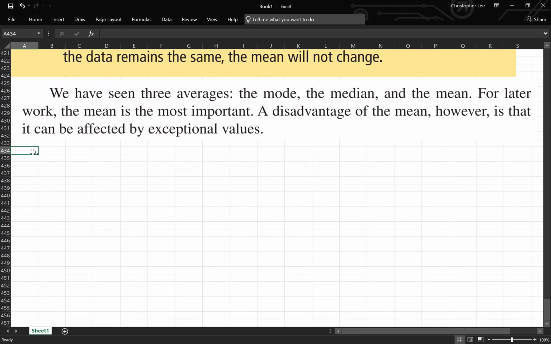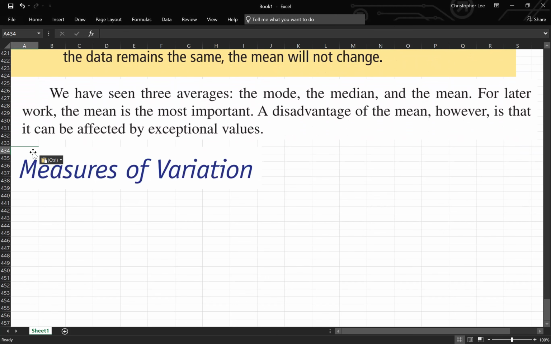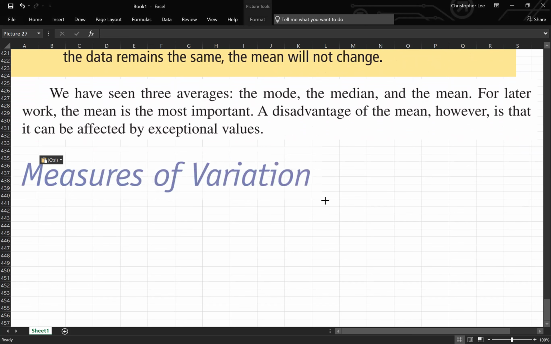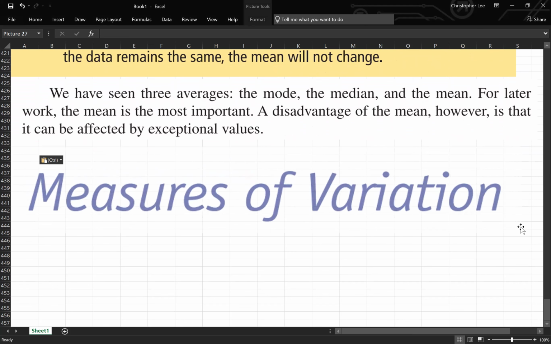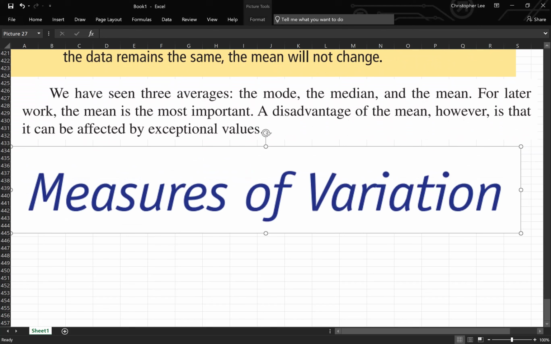All right, we're going to make a little bit of a jump forward. We're going to talk about measures of variation. Measures of variation.